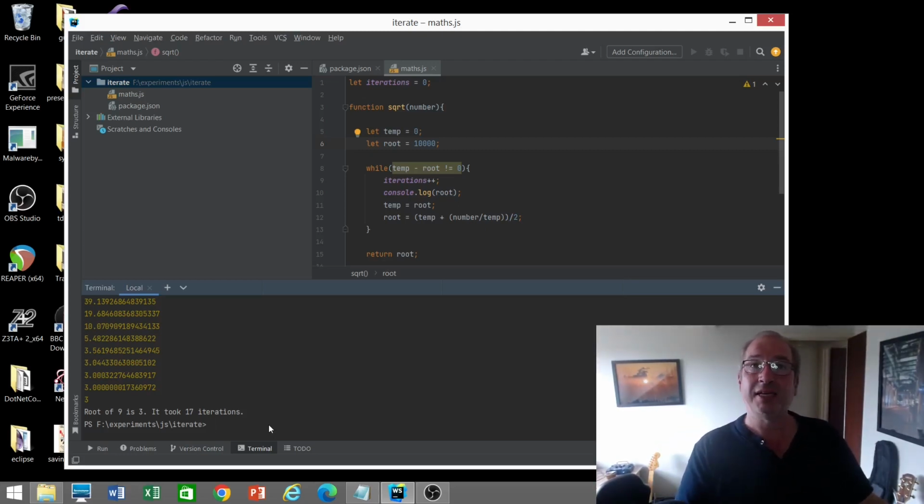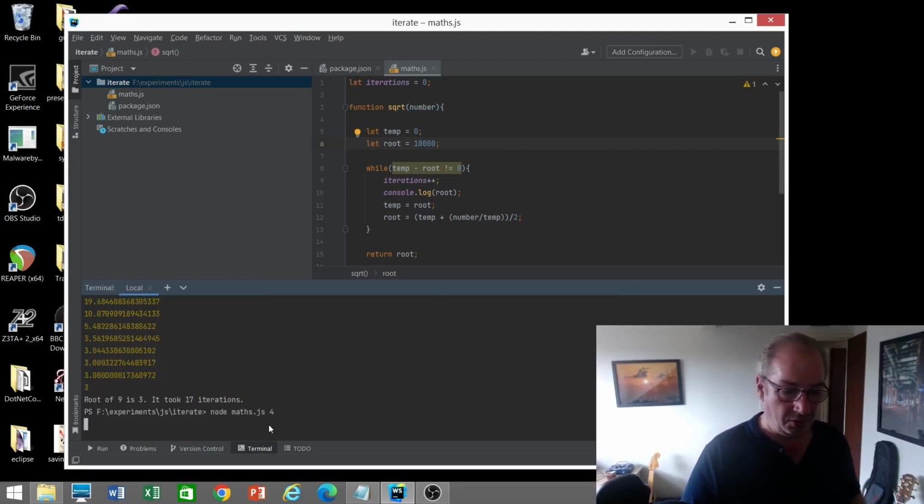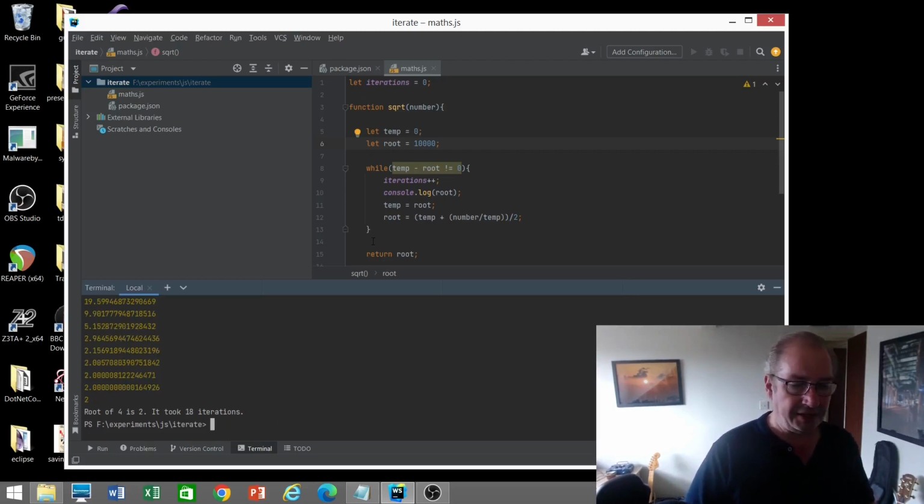There are many teams out there who, first of all, make the mistake of trying to get their initial guess right first time. Now, there's only one number that will only do one iteration, and that is if we do the square root of 4. So the square root of 4 is half of 4. So, oops, it took 18 iterations because I didn't do that.